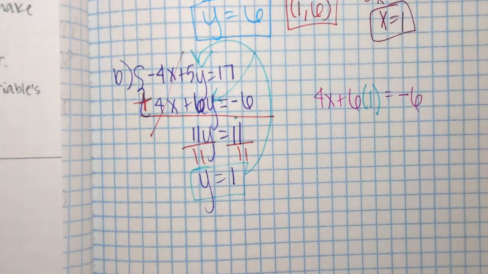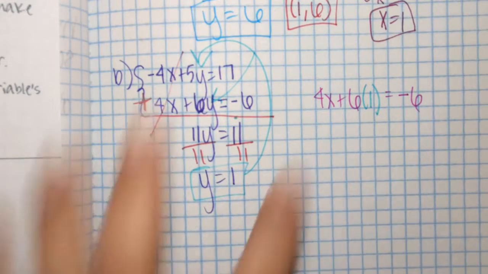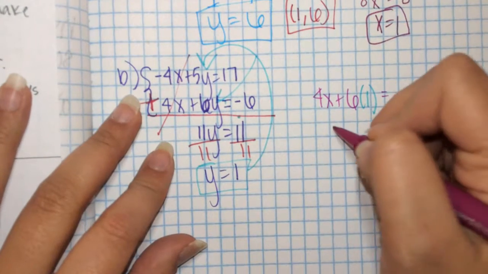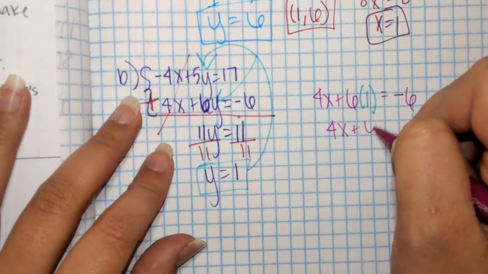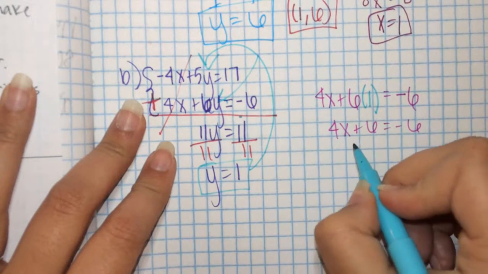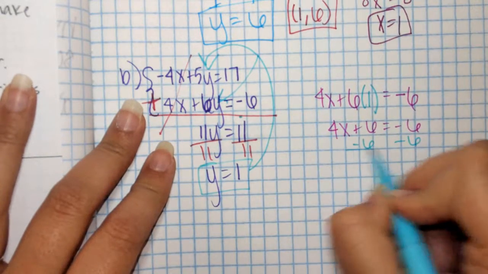Honestly, I don't know what y'all are saying anymore. All right, wait. Breathe. What's 6 times 1? 6. So we have 4x plus 6 equals negative 6. All right. Then it's going to be 12. And then you got to do that.